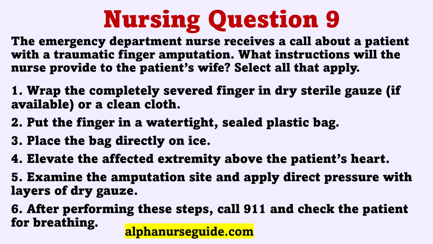Examine the amputation site and apply direct pressure with layers of dry gauze or cloth. Elevate the extremity above the patient's heart to decrease the bleeding. Do not remove the dressing to prevent dislodging the clot. Wrap the completely severed finger in dry sterile gauze or a clean cloth. Put the finger in a watertight, sealed plastic bag. Place the bag in ice water, never directly on ice, with 1 part ice and 3 parts water. Avoid contact between the finger and the water to prevent tissue damage. Do not remove any semi-detached parts of the digit. Be sure that the part goes with the patient to the hospital.